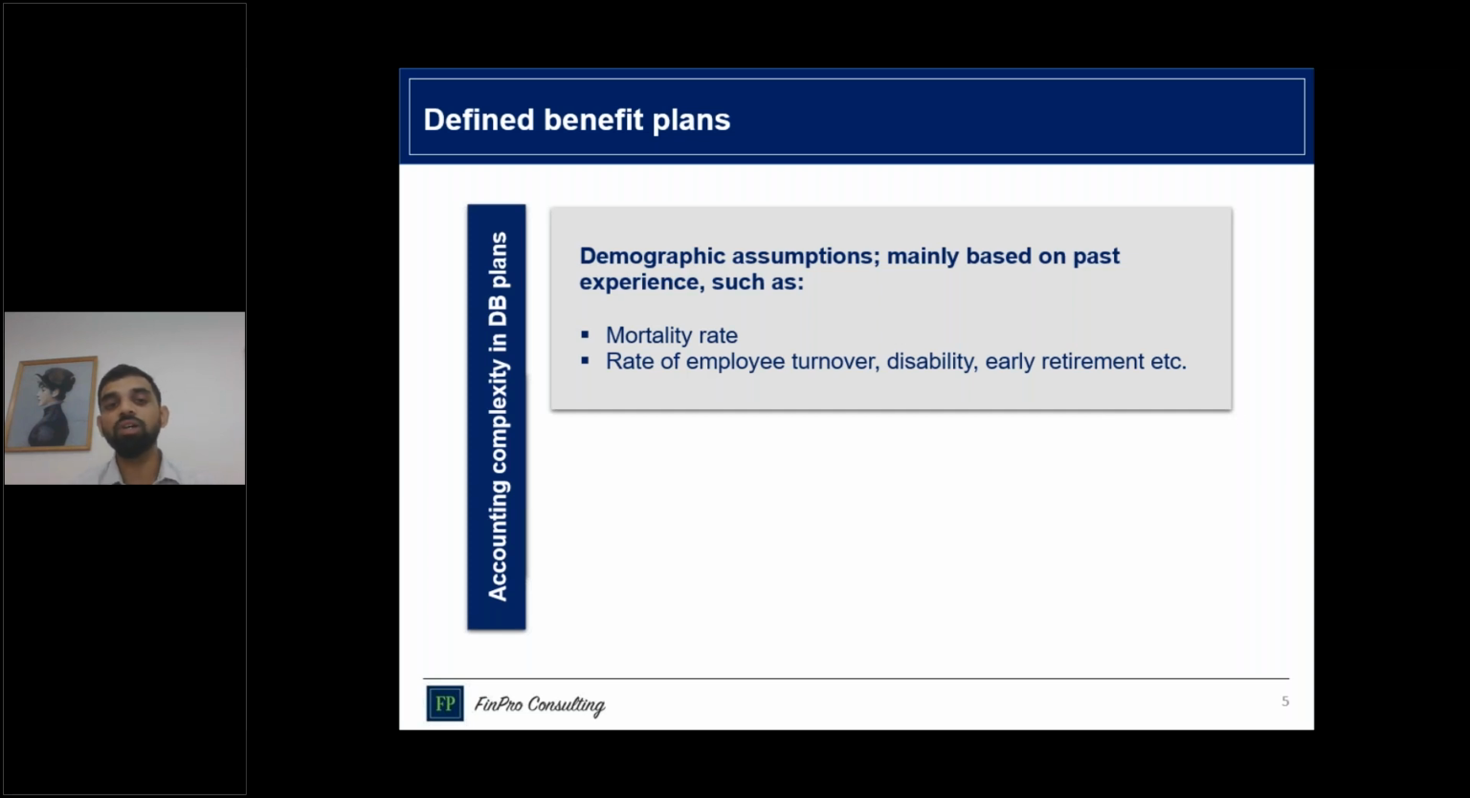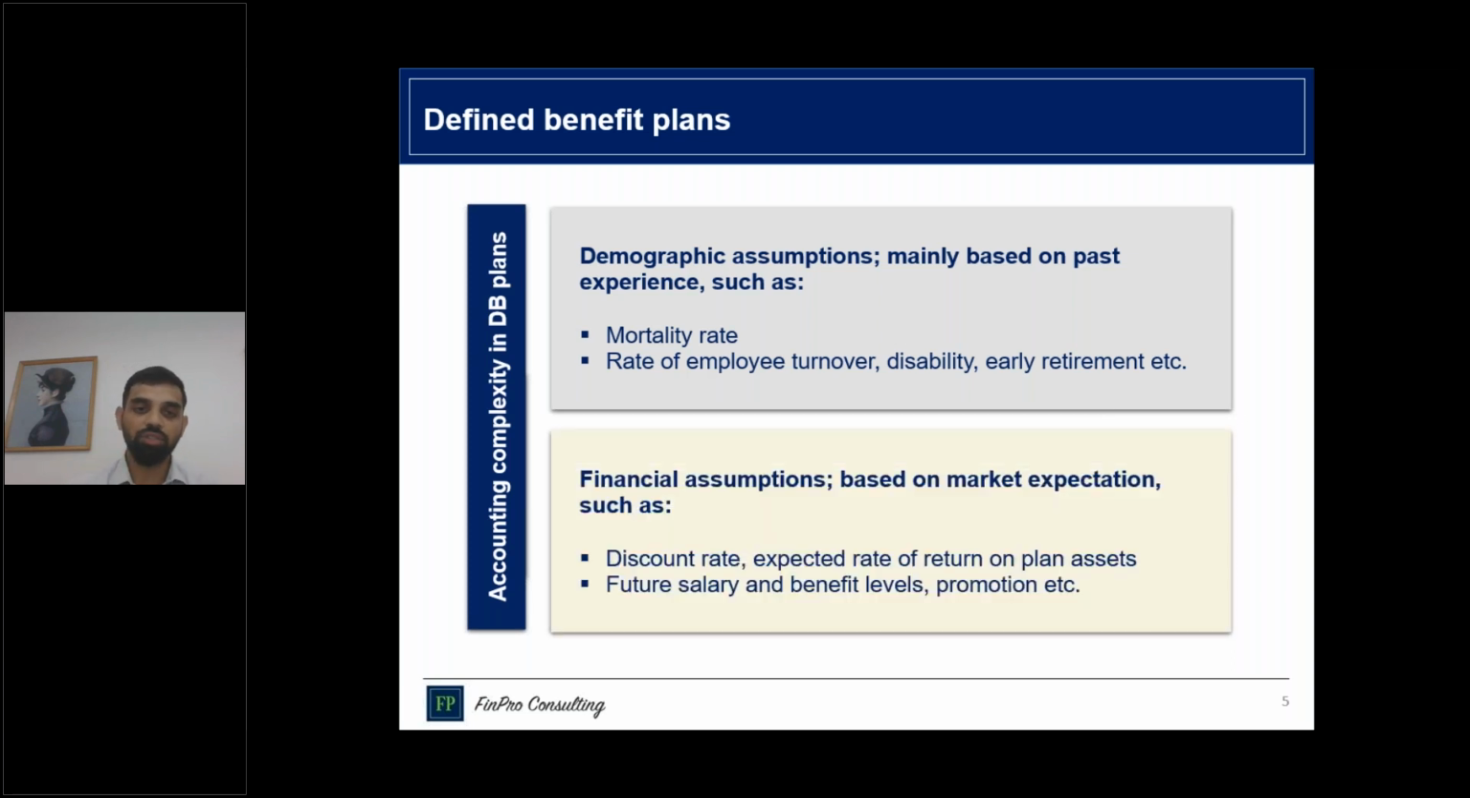So the first one is called demographic assumptions, which are mainly based on past experience, which could be mortality rate, employee turnover, which is nothing but an attrition rate, the disability, or the cases of early retirement. All these assumptions are generally made by the actuary. Only, of course, the rate of employee turnover, which is an attrition rate, has to be given by the company. So first are the demographic assumptions.